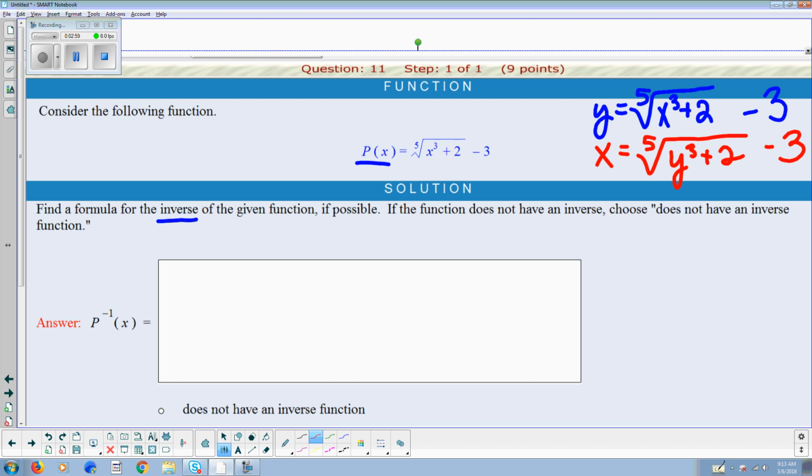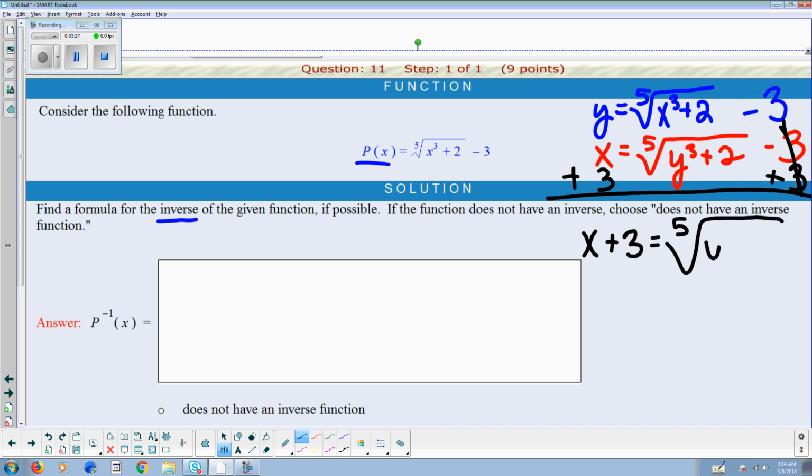And then what algebra has to happen? After we switch x and y, we solve for y. So here, if I want to get the y alone, I'm going to begin by adding a 3 on both sides. So that will give me the quantity x plus 3 equals the fifth root of y cubed plus 2.